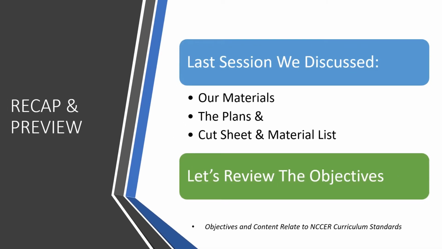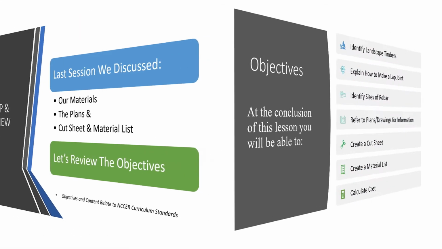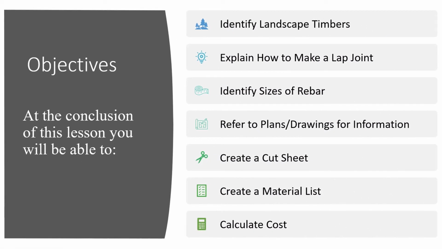All right, we want to recap real quick, and then we're going to preview. Last session, we discussed our materials, landscape timbers, rebar. We talked about the plans and drawings. We talked a little bit about cut sheet and material list, but we're going to review some of the objectives. We covered most of these objectives up here.